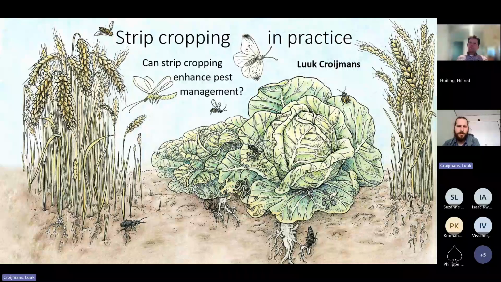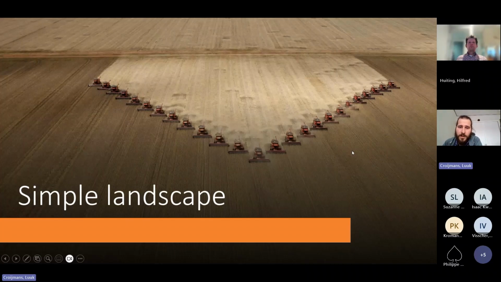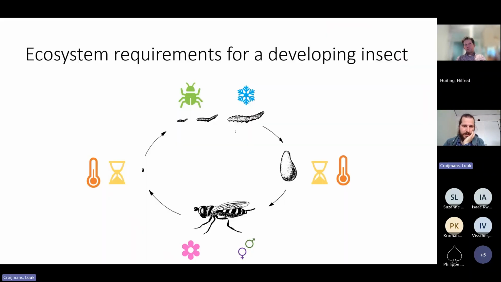And I want to start with a bit of a definition. This is a bit of an exaggeration, because in the Netherlands and Denmark I don't think we have fields and approaches this big. But what we still often see is monocultures of just one crop, and as Hilfred already mentioned, it's good to create more diversity in the field to get a lot of ecological interactions happening.